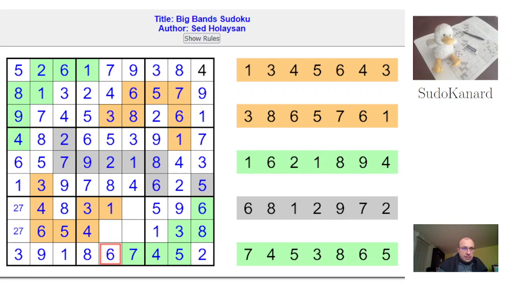This is 6. This is 9, I think. That's a 2. No. What did I do? I need a 5 in this box. What did I do here? This should have been a 7. So this is now a 5.